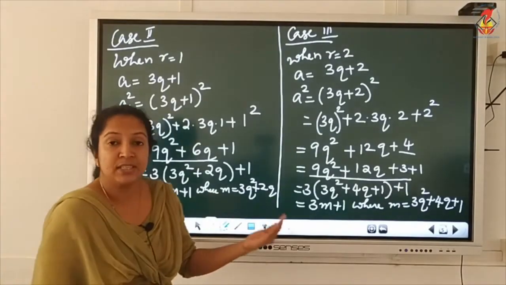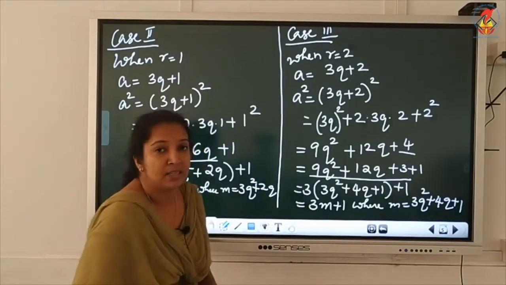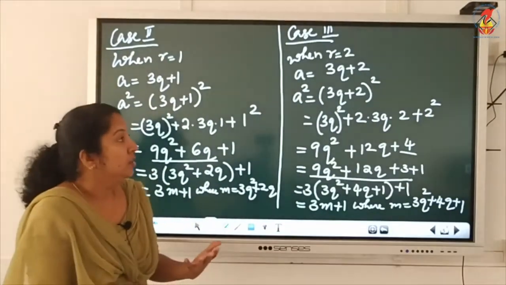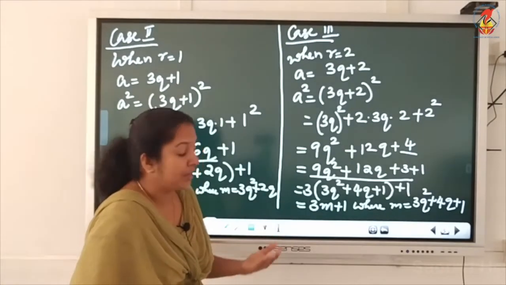So, first is 3m, second is 3m plus 1 and the last is also 3m plus 1. So, every square can be written as 3m or 3m plus 1.